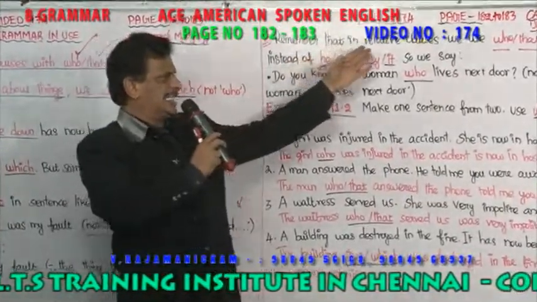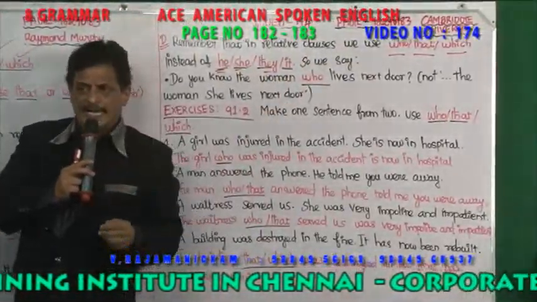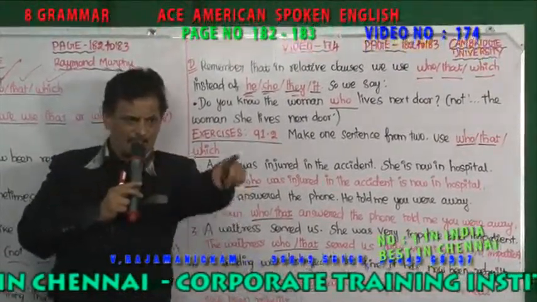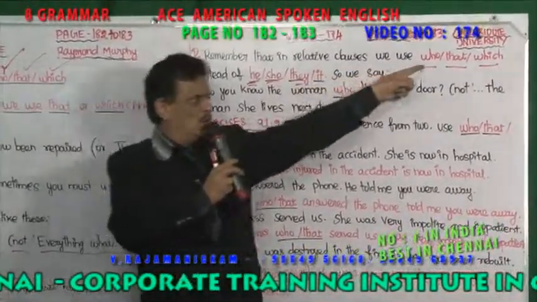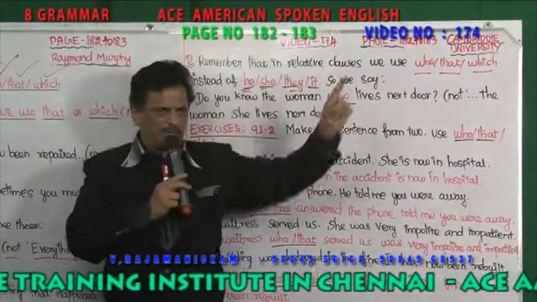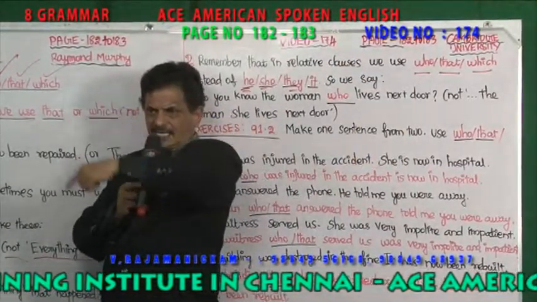Remember that in relative clauses we use, இந்த relative clauses நிறைய பெயர்ச்சொல் இருக்கிறது. நிறைய பையன் இருக்கிறாங்க. ஒரு பையனை பற்றி குறிப்பிட்டு சொல்லுகிற பொழுது who பயன்படுத்துகிறாய். நிறைய பெண்கள் இருக்கிறார்கள், அவர்களை பற்றி குறிப்பிடுகிற பொழுது who. நிறைய ஆண்கள் இருக்கிறார்கள், அவர்களை பற்றி குறிப்பிடுகிற பொழுது who, that.